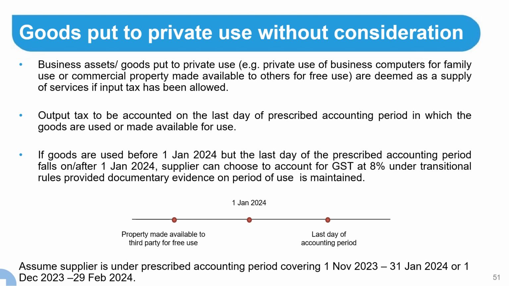December 2023 to 29th February 2024, your last day of the prescribed accounting period is after the rate change date. Under the transitional rules, you can choose to account for GST at 8% for the property put to private use for December 2023, provided you maintain documents showing the period of use.